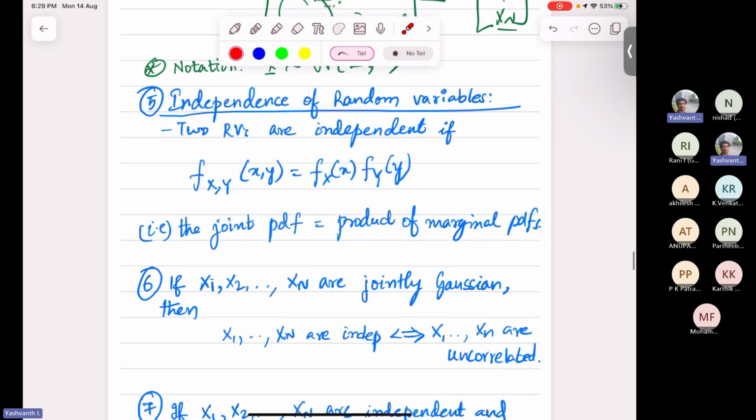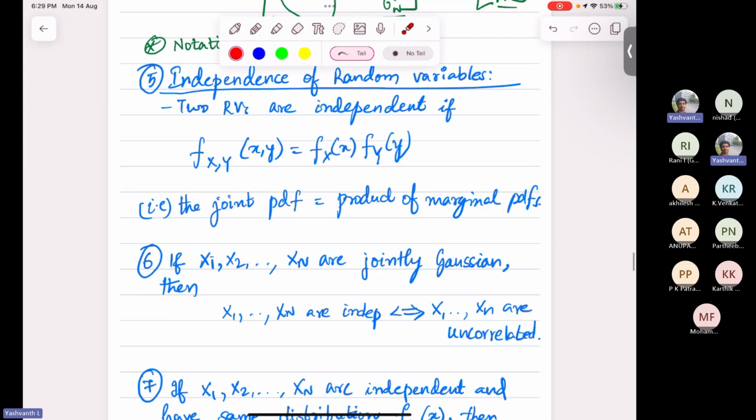Now, what is independence of random variables? Two random variables are said to be independent if their joint PDF can be written as a product of the two PDFs. It's called: the joint PDF is equal to the product of the marginal PDFs. Marginal means you just take the PDF of one of the random variables. Joint means you take the PDF of all the random variables together.